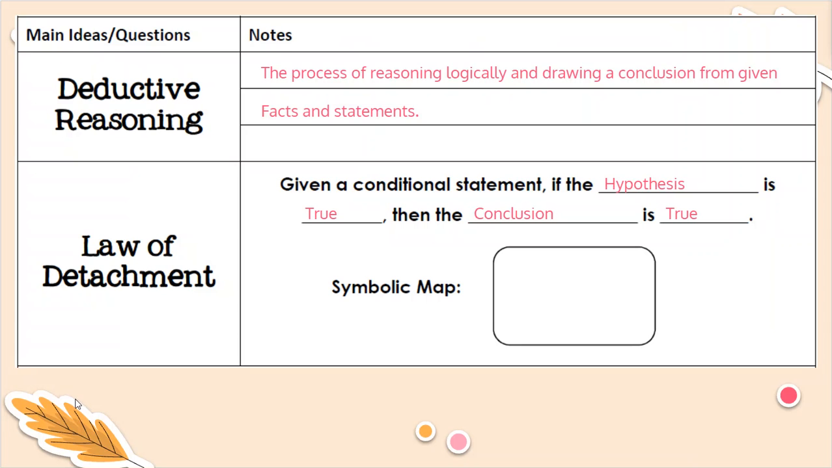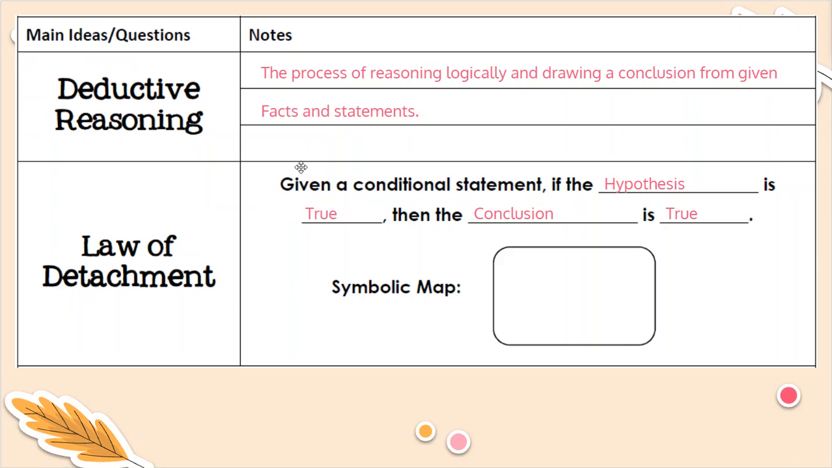Today the type of logic we're going to be focusing on is deductive reasoning, or the process of reasoning logically and drawing a conclusion from facts and statements. Okay, so you have facts and statements, and from that you draw a conclusion. And we're going to be looking at the law of detachment and syllogism.